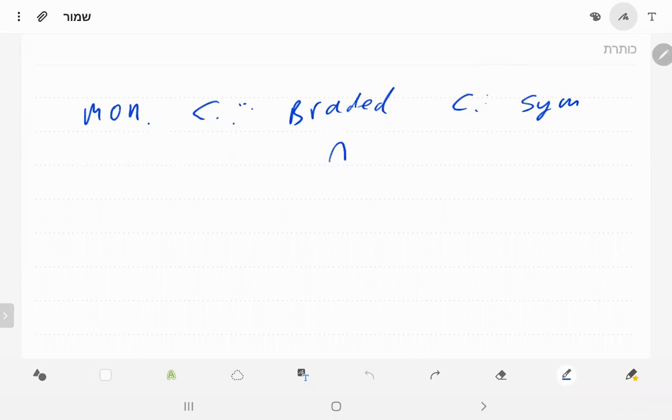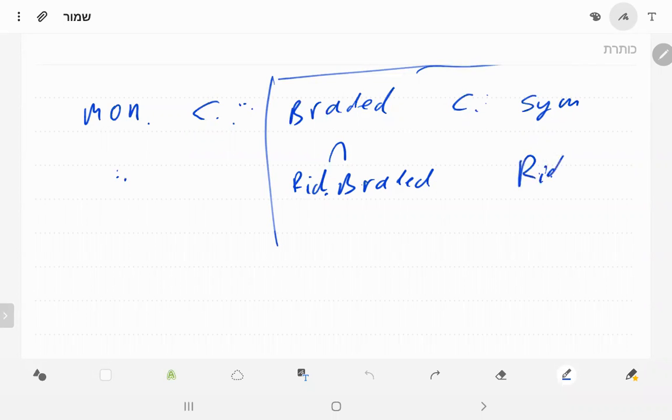Okay, another thing that we have here is what is called rigid. In fact, we can also put rigid here and so have rigid braided, and rigid is kind of independent of anything else. But I think we will generally be interested in the braided world, so rigid braided and rigid symmetric. So what is rigid? Rigid means that we have duality.